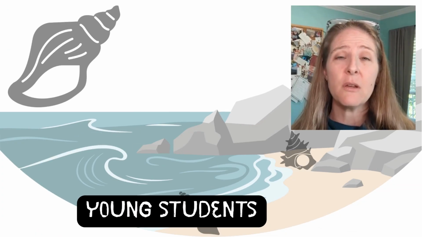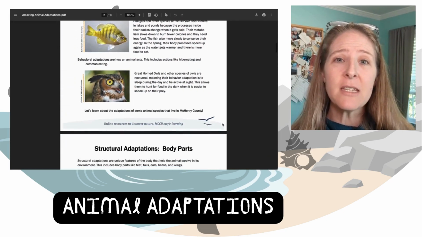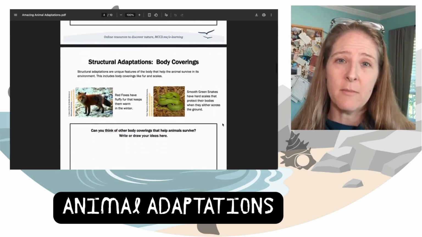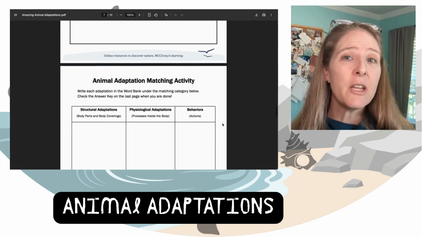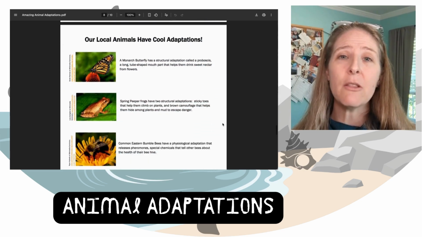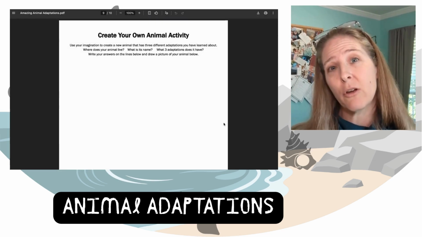For young students, we have an activity looking at animal adaptations. The activity takes students through different animal adaptations and talks about why they're beneficial. Then, the activity culminates in the students creating their own organisms and describing why that organism's traits are good.